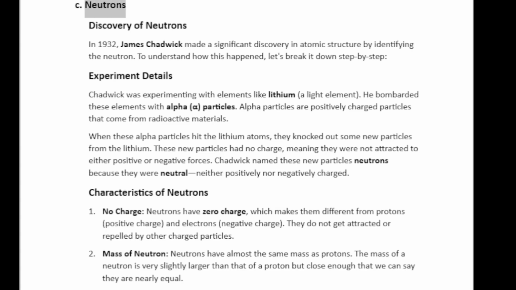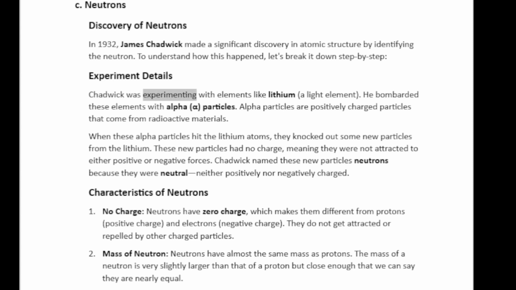C. Neutrons. Discovery of neutrons. In 1932, James Chadwick made a significant discovery in atomic structure by identifying the neutron. To understand how this happened, let's break it down step by step. Experiment details.